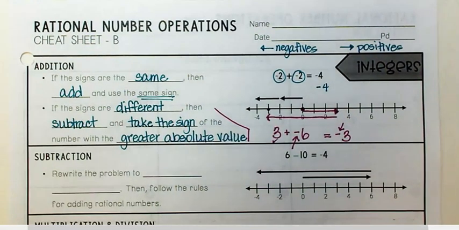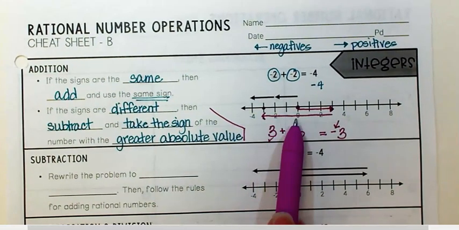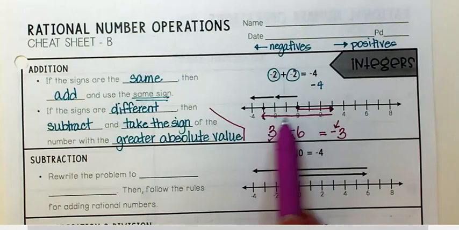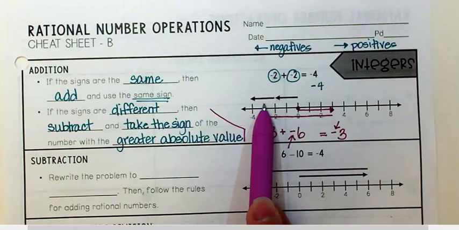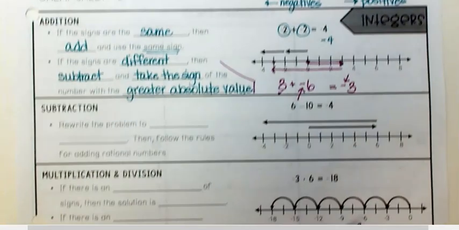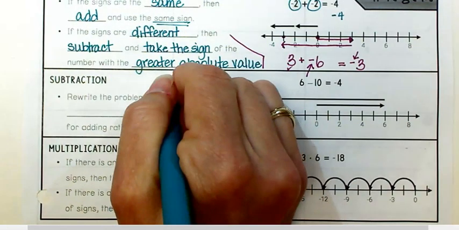So you can think of it that way. You can think of it on the number line. On the number line, when the signs are different, they're kind of working against each other. When the signs are the same, they're moving the same direction on the number line, so they kind of add together.